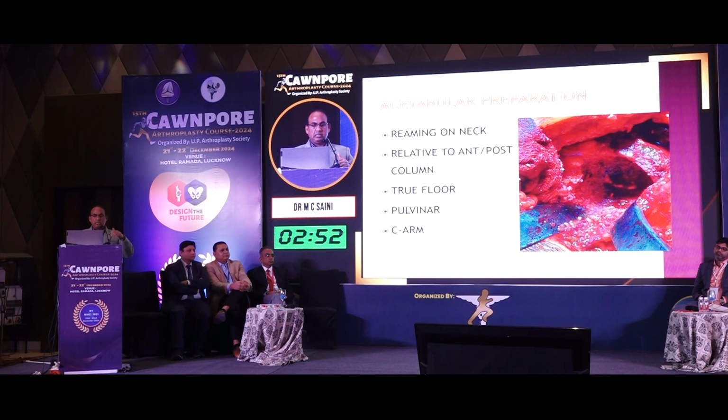Now start the acetabular reaming directly over the neck, relative to the anterior and posterior column, and see the true floor. Most of the time you identify the pulvinar soft tissue at the fovea centralis lesion. You can also take help from the C-arm. Initially, you start with the C-arm.